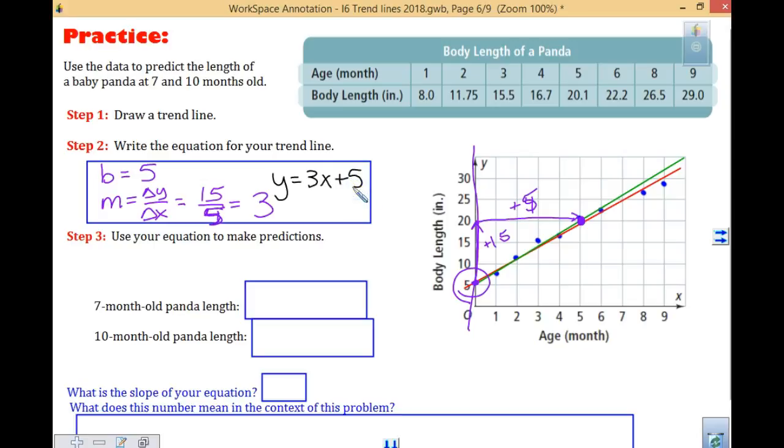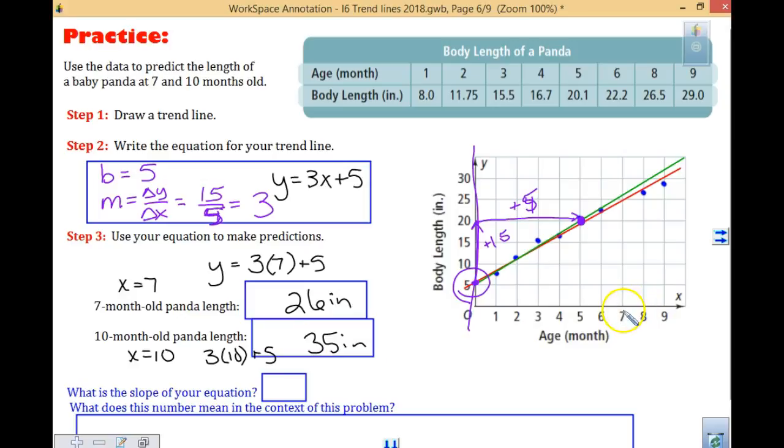Wow. 7-month-old panda, x equals 7. 10-month-old panda, it's not on our graph, x equals 10. Go to your equation: y equals 3 times 7 plus 5, and 3 times 10 plus 5. We're talking about length now. So for the first one, we have 21 plus 5, which gives us 26 inches. This next one, 30 plus 5 would give us about 35 inches.